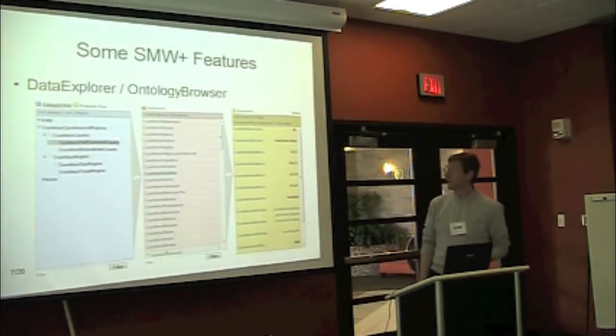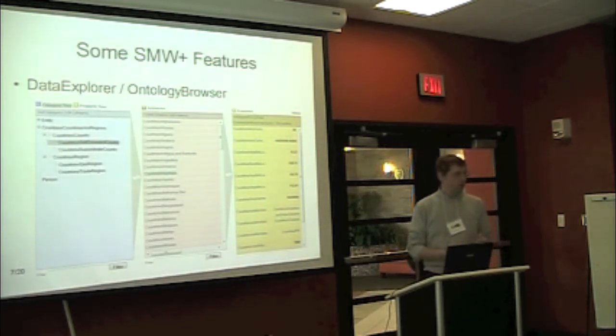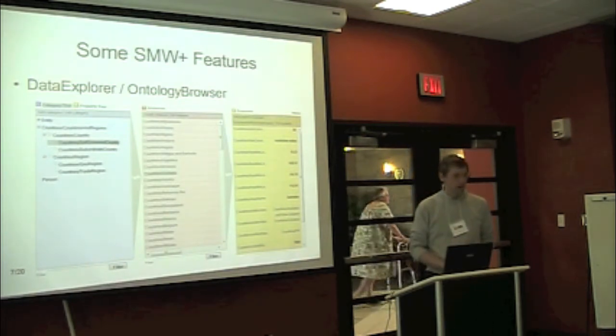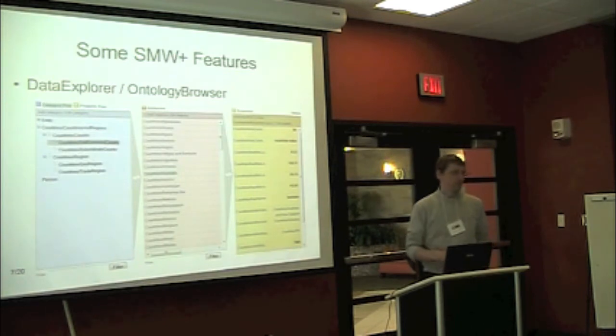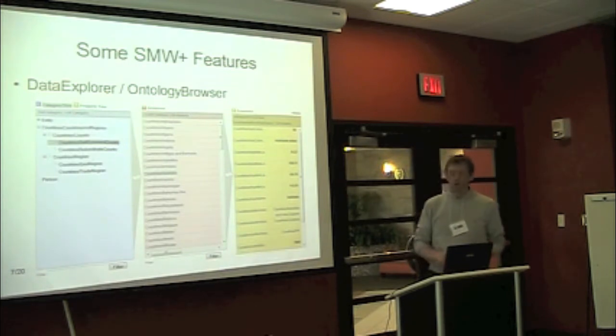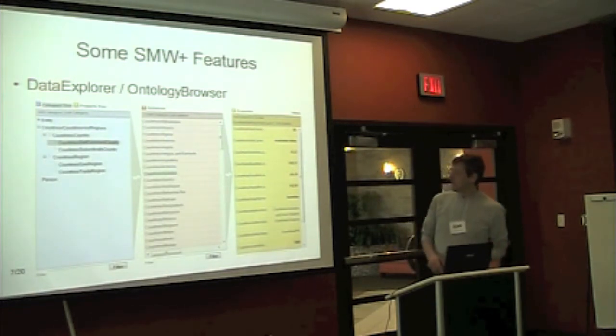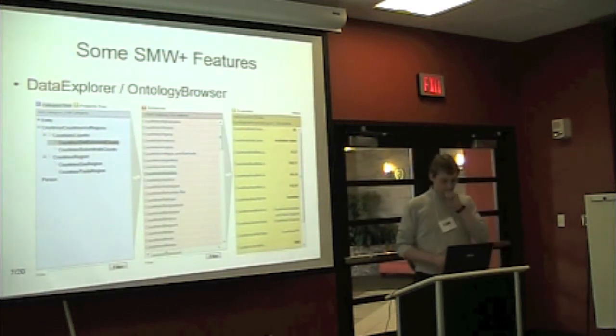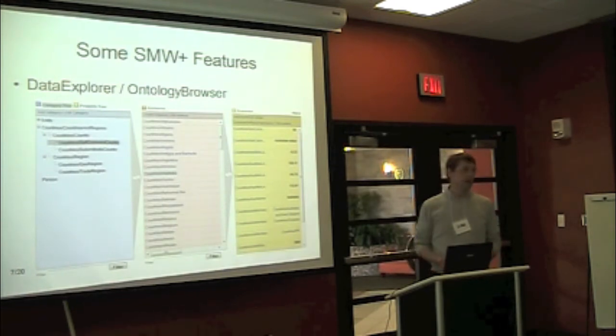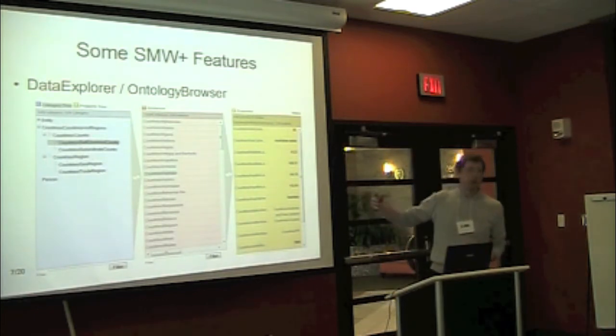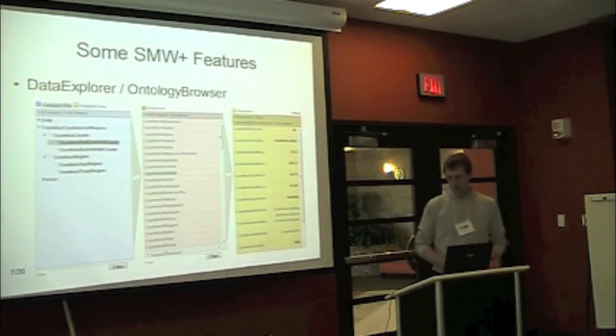Another aspect of SMW Plus is support for ontologies. Semantic MediaWiki provides you with properties and categories, but the conceptual model only consists of properties and categories. Actually, in your mind you have a category tree, a property tree, and properties associated with categories. Properties might have cardinalities and so on, which is known from the semantic web world. SMW Plus provides those modeling features within the SMW world.